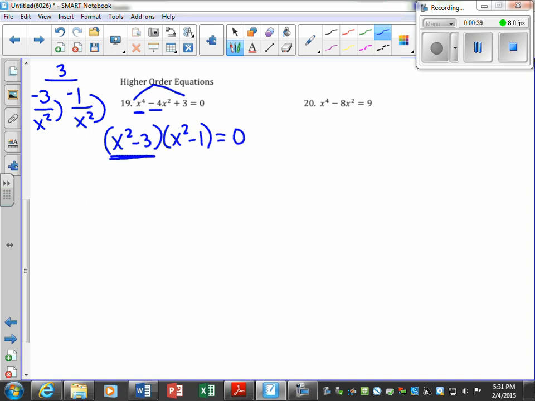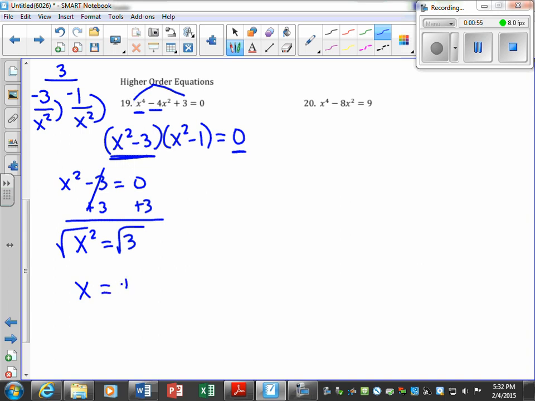You set this equal to 0. So x squared minus 3 is equal to 0. Add 3 to both sides, so we get x squared is equal to 3. And then we use the square root property to get x is equal to plus or minus the square root of 3. That means the two solutions here are square root of 3 and negative square root of 3.